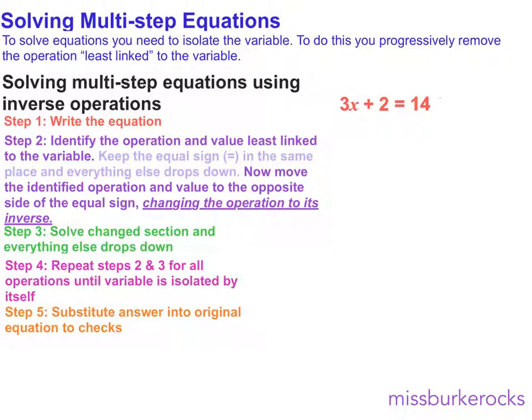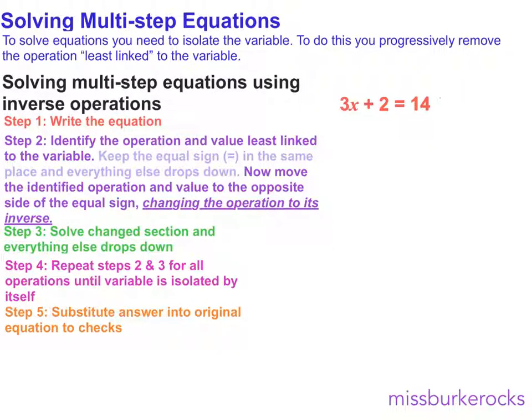Today we are looking at solving multi-step equations. We're going to use the inverse operations method. What this will involve is isolating the variable by progressively moving things from one side of the equal sign to the other. As we move it to the opposite side of the equal sign, we must perform the opposite, or the inverse operation. The inverse of multiplication is division and vice versa. The inverse of addition is subtraction and again vice versa.